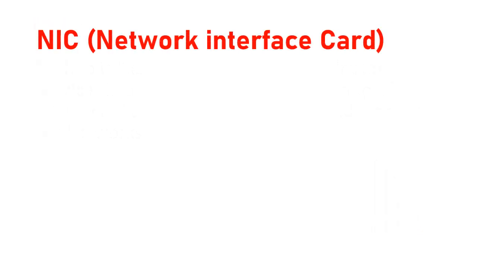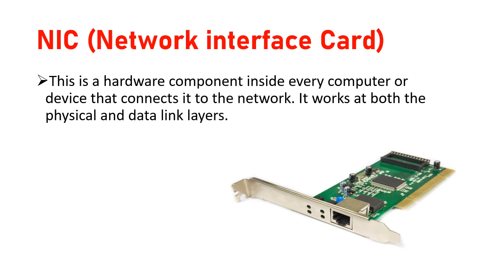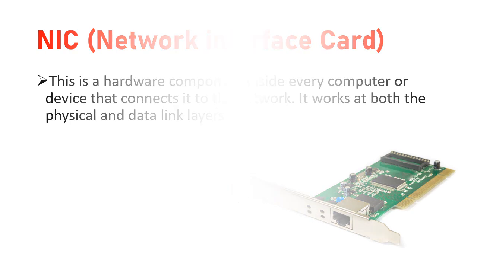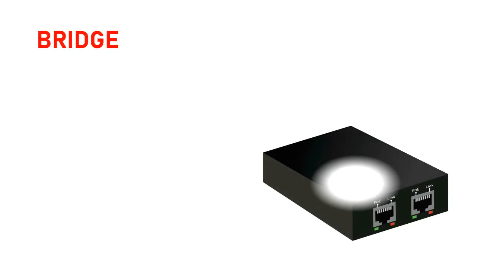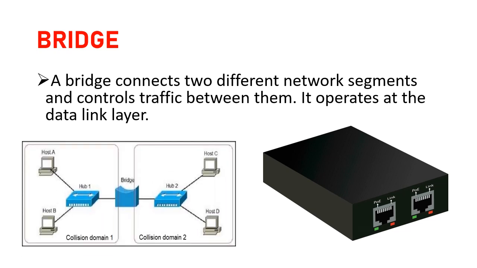Next, we have the Network Interface Card, or NIC. This is a hardware component inside every computer or device that connects it to the network. It works at both the physical and data link layers. Fourth, we have the bridge. A bridge connects two different network segments and controls traffic between them. It operates at the data link layer.